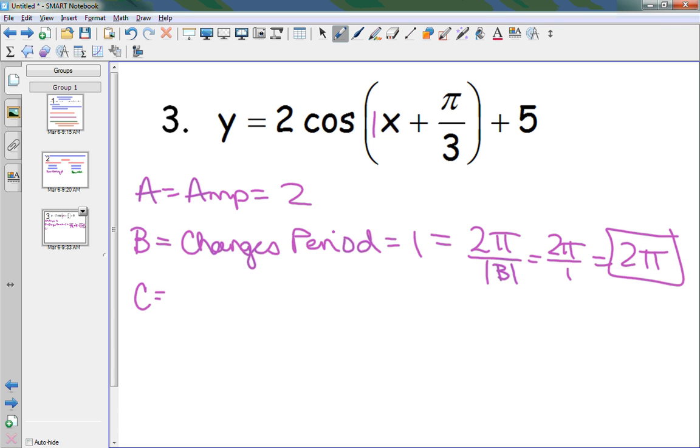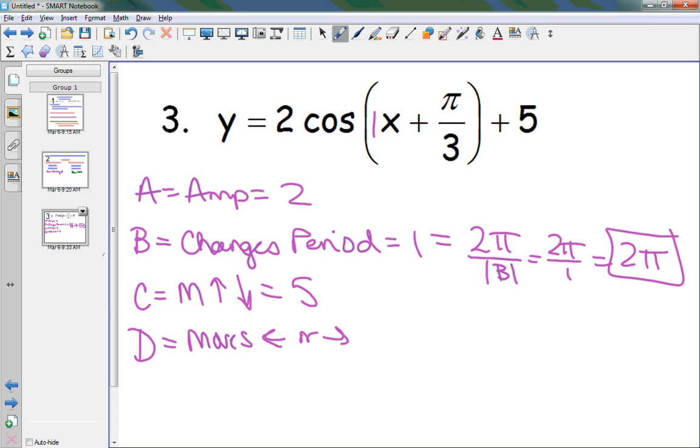Now what's my C? It moves it up or down, right? Okay, my C value is 5, which means I'm taking the whole graph and I'm doing what to it? I'm moving this whole thing up 5 units. Do we understand that, yay or nay? Yeah. Okay, now what does that D do to it? What does D do to the graph? Move it left or right. Moves it left or right, correct?